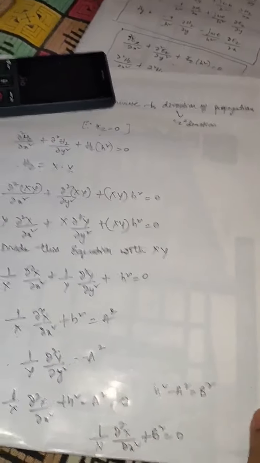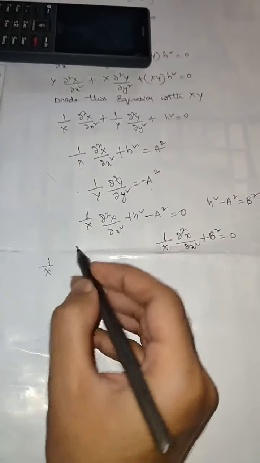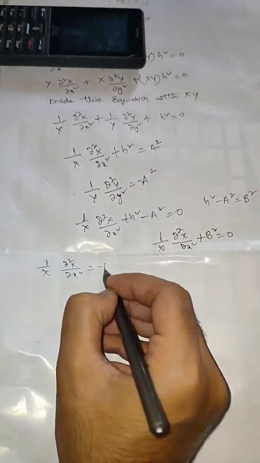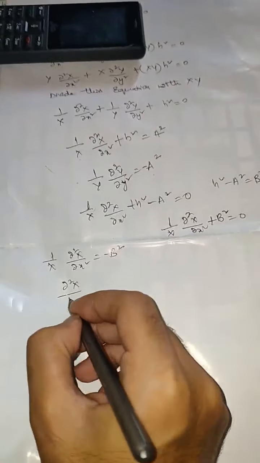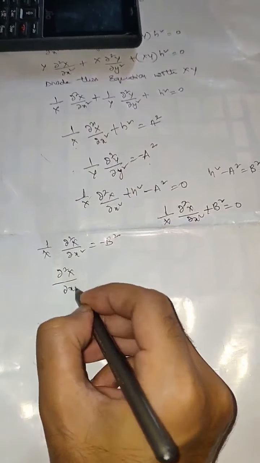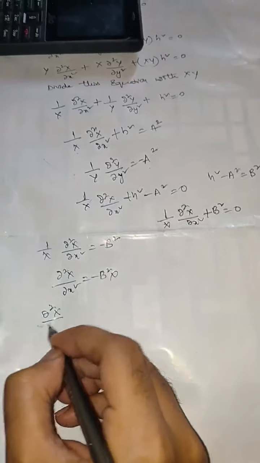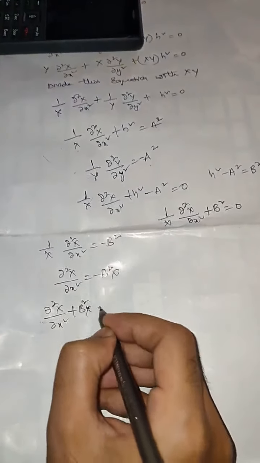So by using this equation, we can write 1 by X dou square X by dou x square is equal to minus b square. So dou square X by dou x square is equal to minus b square X. So dou square X by dou x square plus b square X is equal to 0.